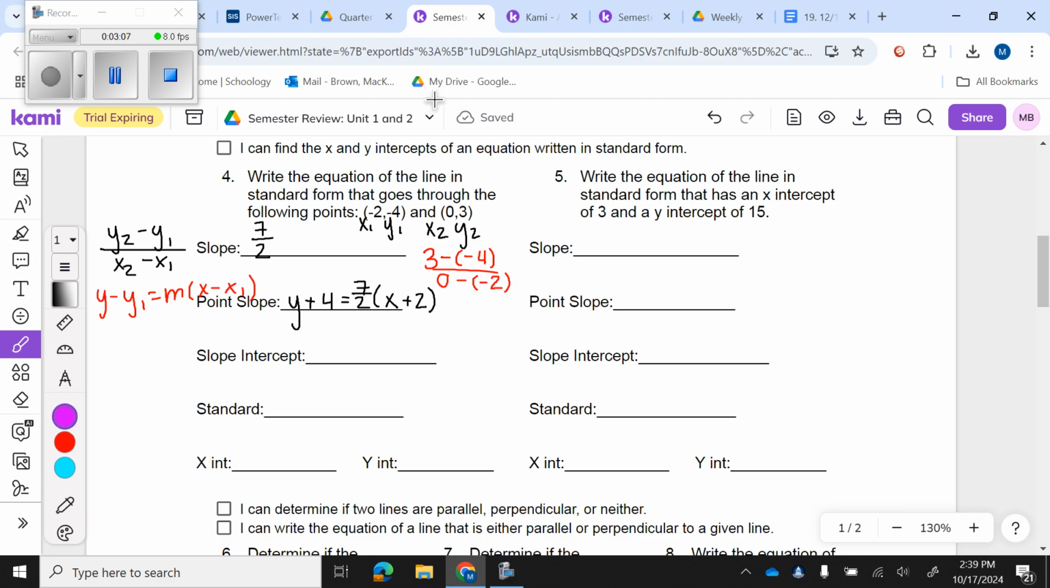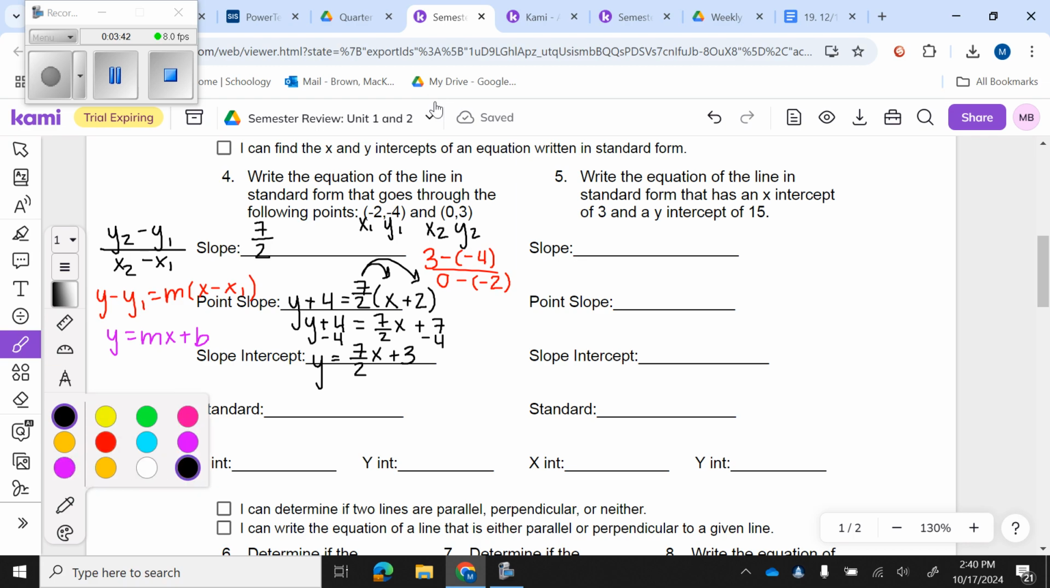Now I've got to get it to slope-intercept, which is y equals mx plus b. To do that, I'm going to have to distribute my 7 over 2. This is when you're just going to use your fraction button in your calculator. So I'm going to have y plus 4 equals 7 over 2x plus 7. But remember, in slope-intercept, you've got to get this y all by itself. So I'm going to have to subtract 4 from both sides, and I'm going to end up with y equals 7 over 2x plus 3. That guy right there is in slope-intercept.